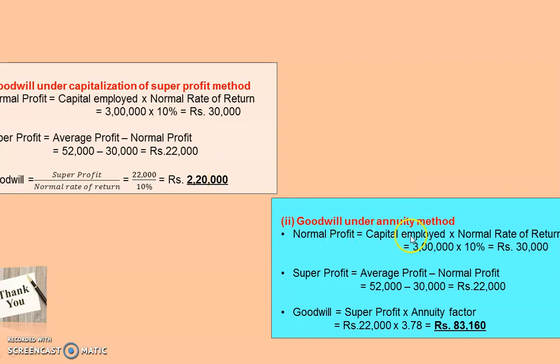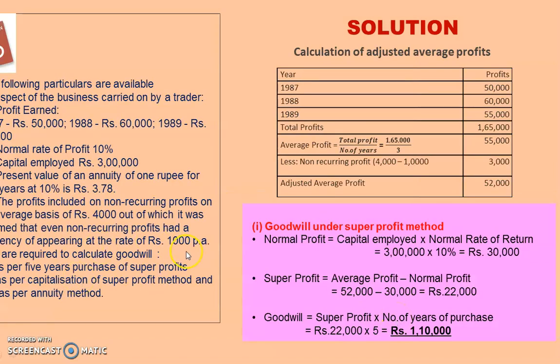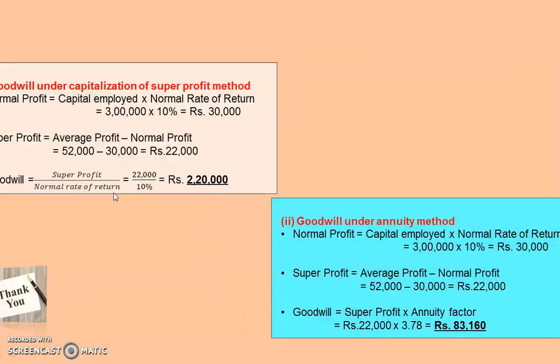Third one is goodwill under annuity method. Here the normal profit will be the same, super profit will be the same. The only difference is goodwill. The formula for finding goodwill is super profit into annuity factor. Super profit is 22,000. The annuity factor given in the question is 3.78. So by multiplying the 3.78 annuity factor with super profit, we will get a goodwill amount of rupees 83,160. So this is how the goodwill is to be valued using annuity factor.